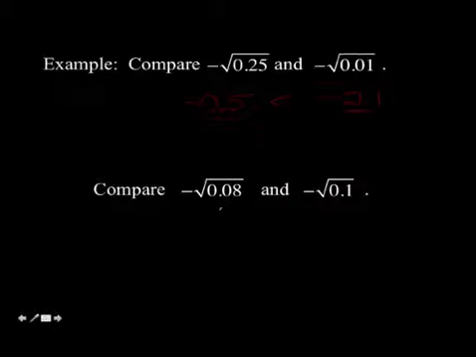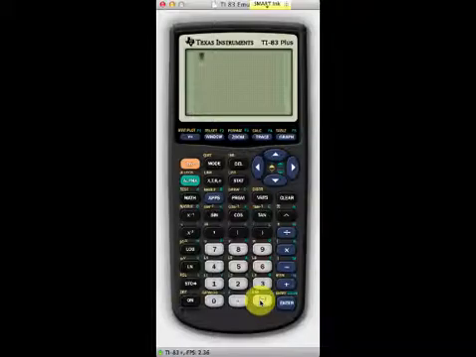With our second one, we've got negative square root of 0.08. Now for this one, we've got negative square root of 0.08. So we type that in, close our parentheses. This one is irrational. We're going to have to round it off. So approximately negative 0.28.